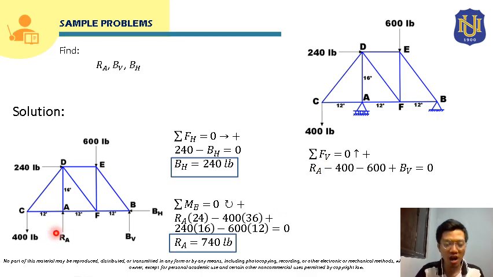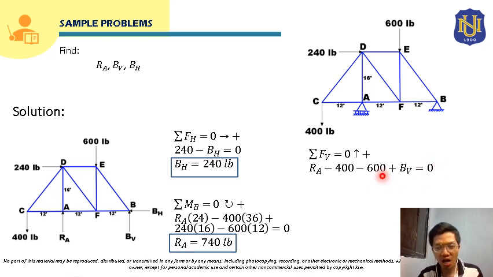Okay, so we have here RA. RA is upward, so it will be positive. And then we have here negative 400 since this is downward, and then negative 600 since it is downward. And we have here positive BV since it is upward. And we will equate this to 0.